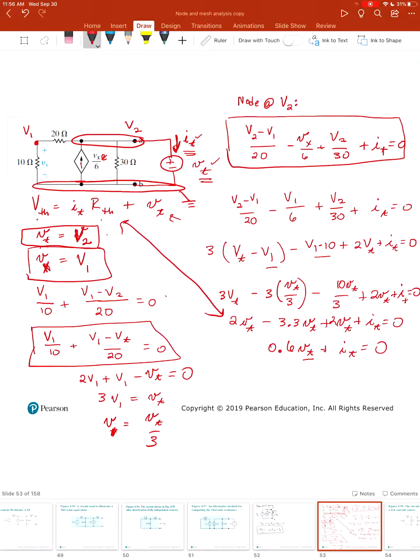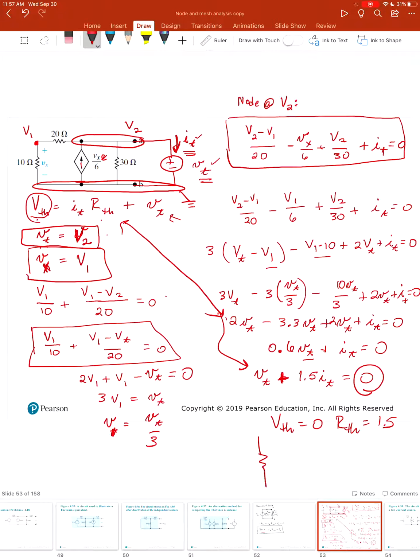So given that, relating that to this equation and drawing a one-to-one correspondence, I need to rearrange so that V test does not have a coefficient. So I think that means V test plus roughly 1.5 I test. That's not quite right, but you can get the numbers if you work through this example on your own. So now drawing a one-to-one correspondence here, this 0 is occupying the position of V Thevenin. So V Thevenin is 0, R Thevenin is 1.5.